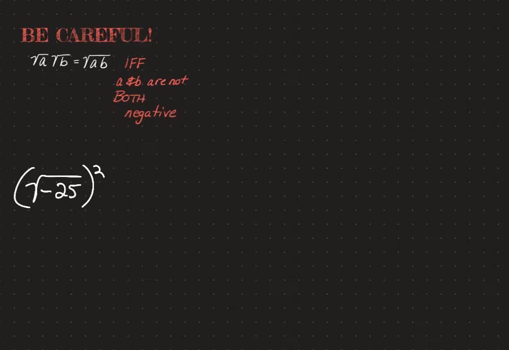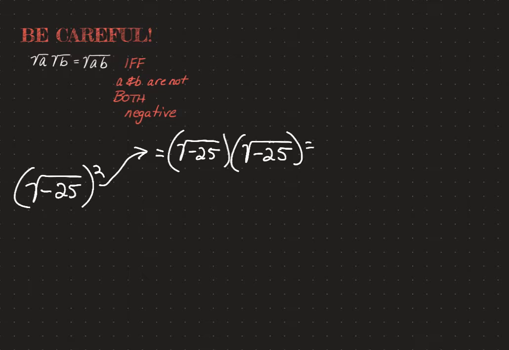Let's see. If we do it this way, it's the square root of negative 25 squared. That means it's the square root of negative 25 times the square root of negative 25. That's what squared means. So the square root of negative 25, from what we've just learned, is 5j times 5j, which is equal to 25j squared. But we know j squared is equal to negative 1, so we actually have here negative 25.